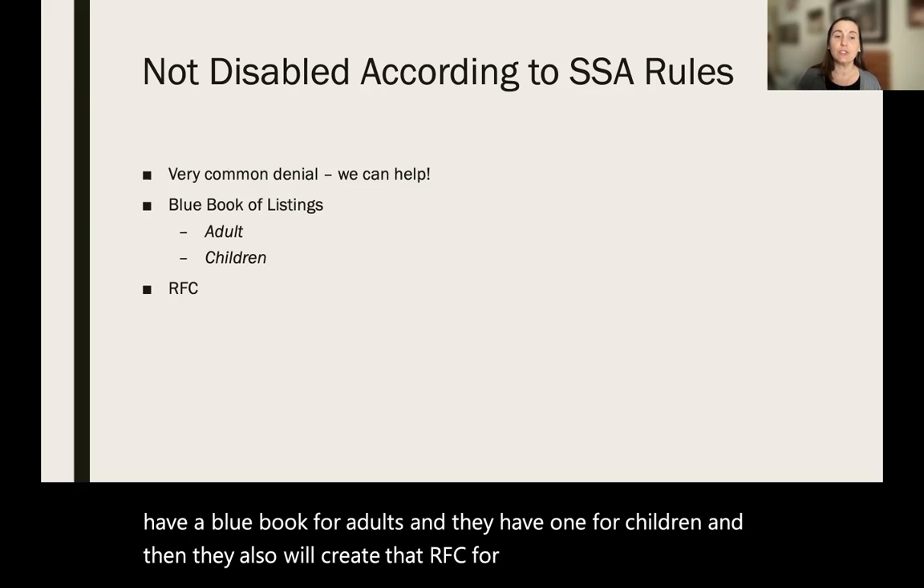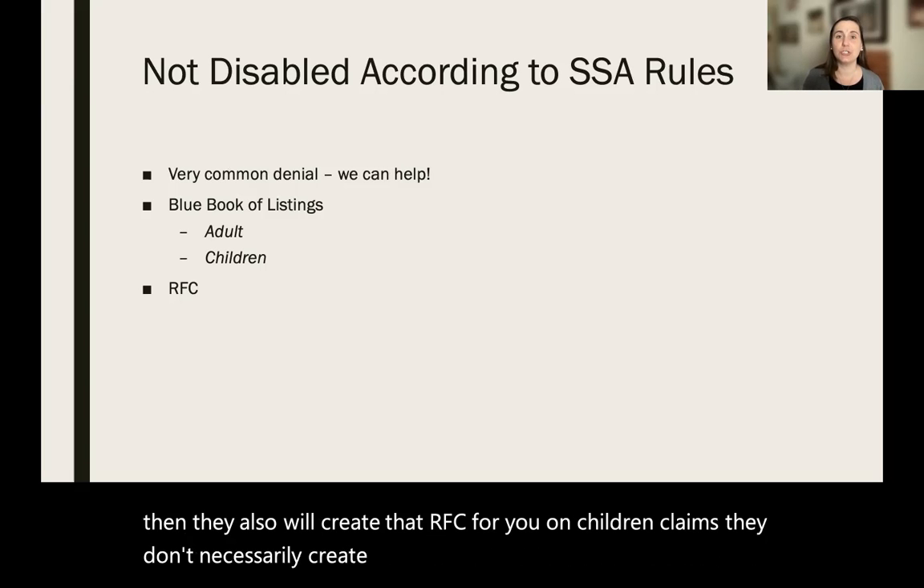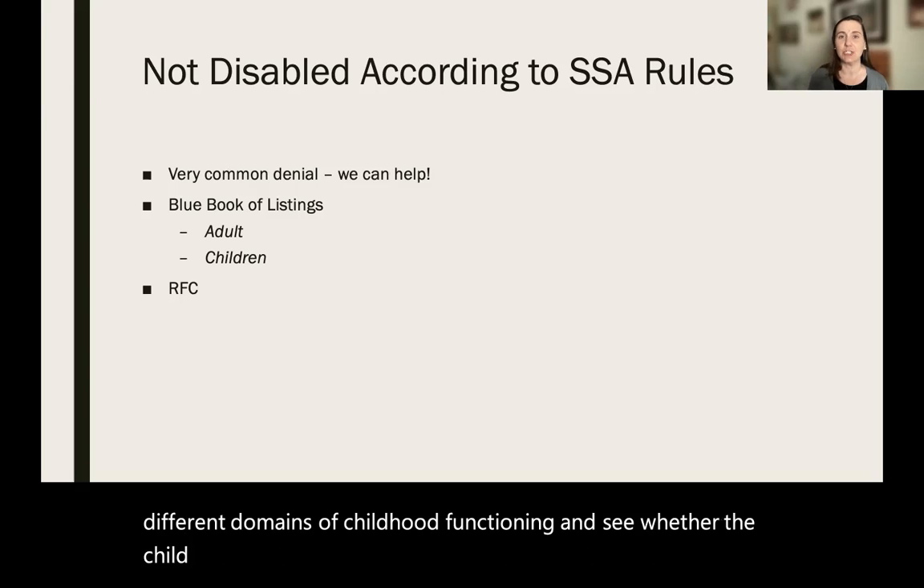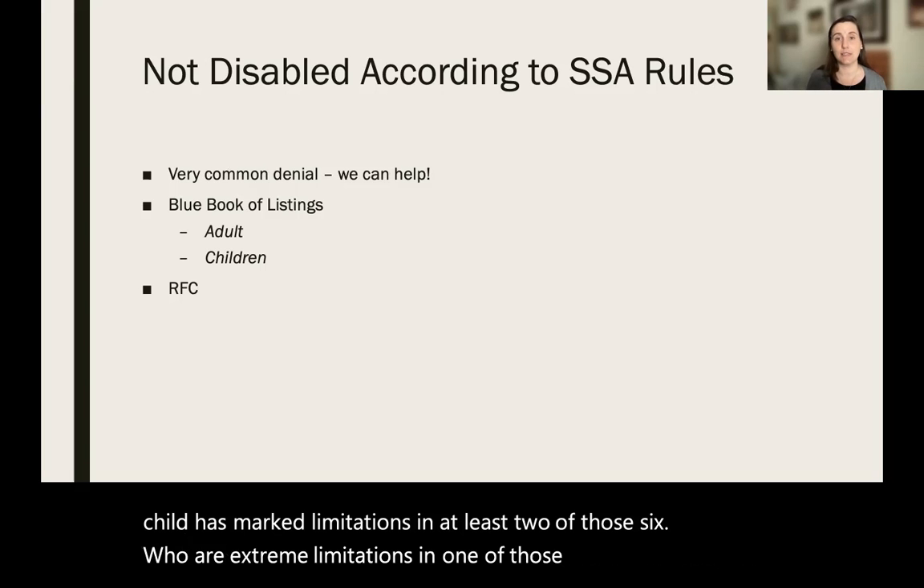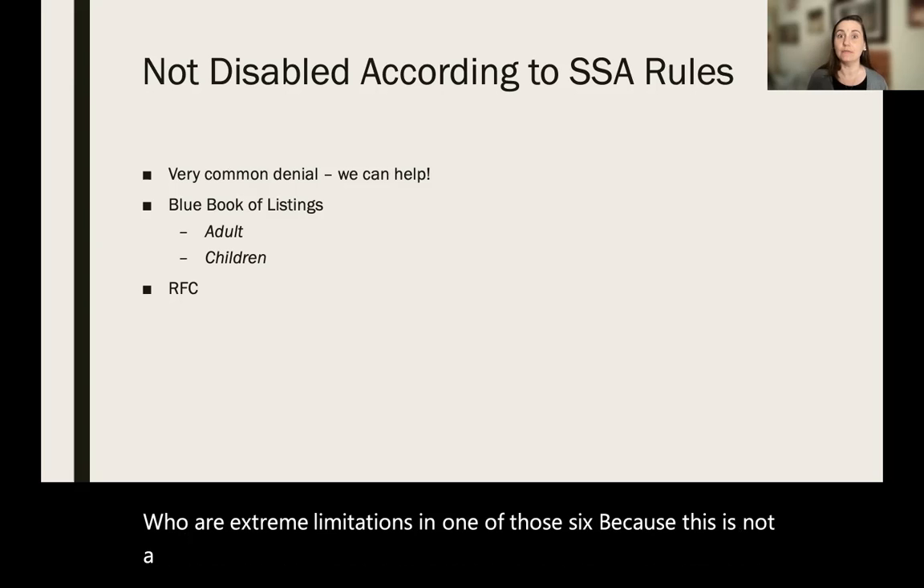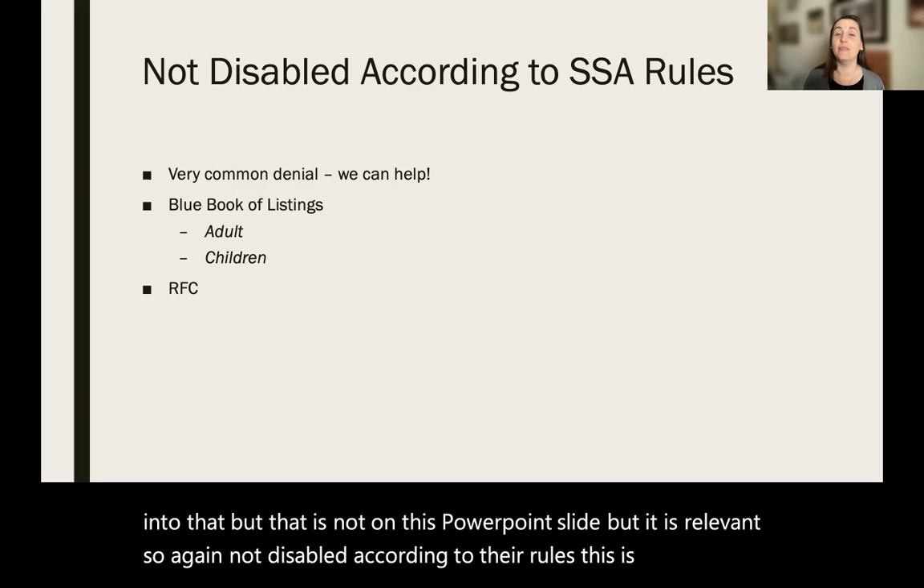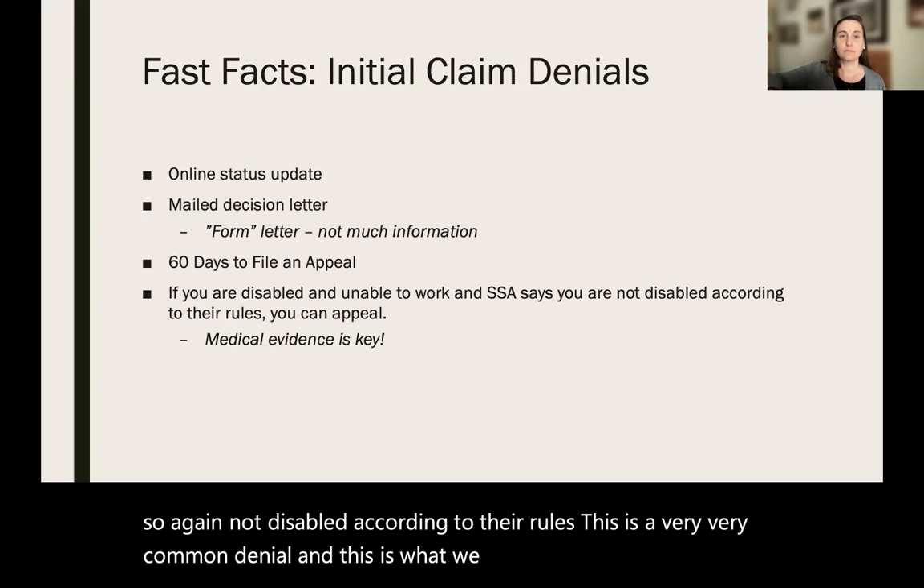On children's claims, they don't necessarily create an RFC, but they look at 6 different domains of childhood functioning and see whether the child has marked limitations in at least 2 of those 6, or extreme limitations in 1 of those 6. Because this is not a webinar specific to children's SSI cases, we're not going to get into that. It is not on this PowerPoint slide, but it is relevant. So again, not disabled according to their rules. This is a very, very common denial, and this is what we can often help with.